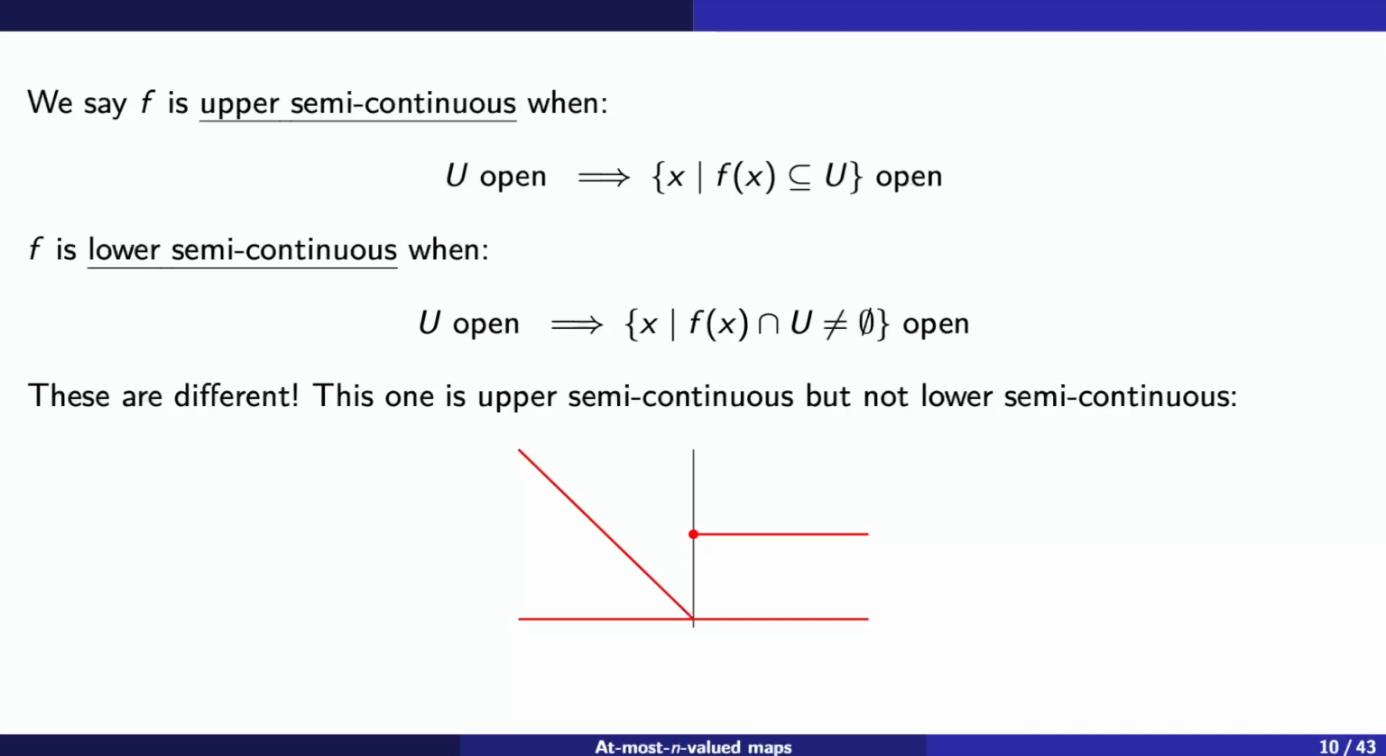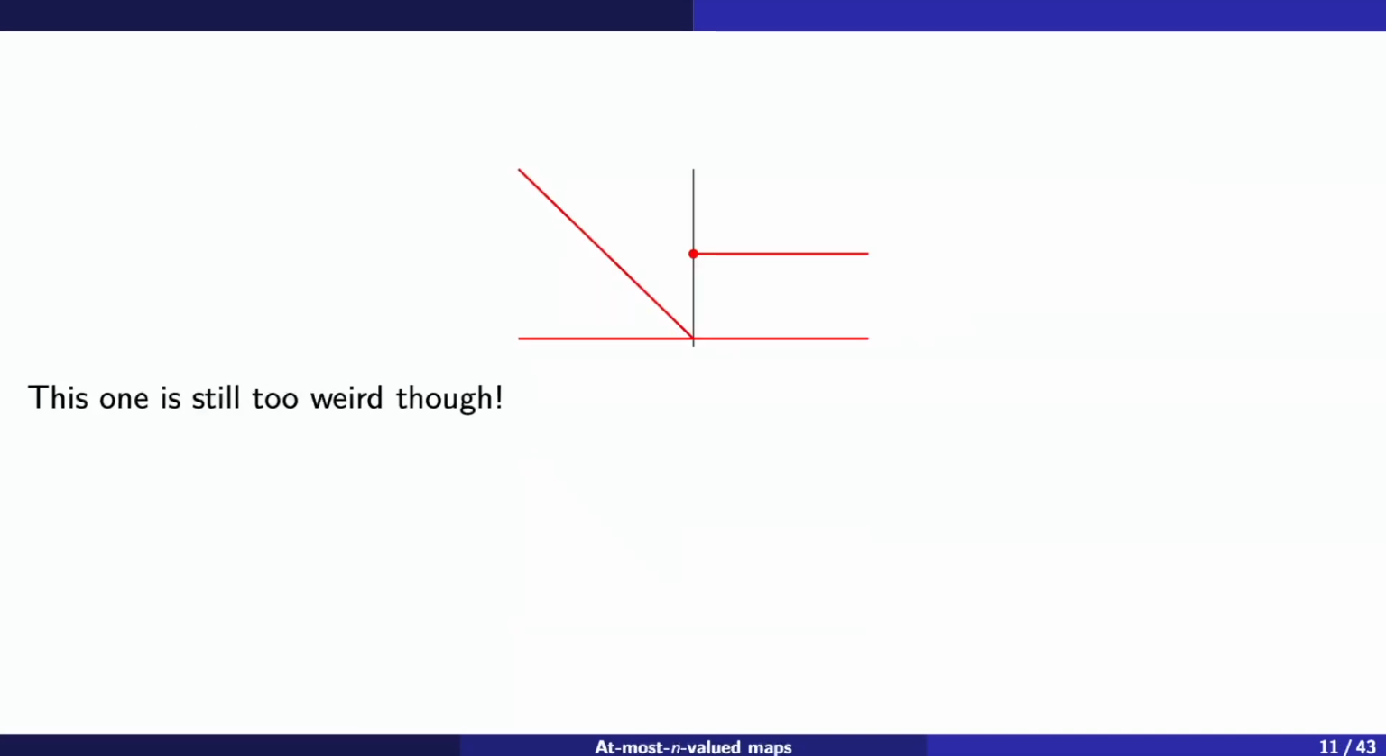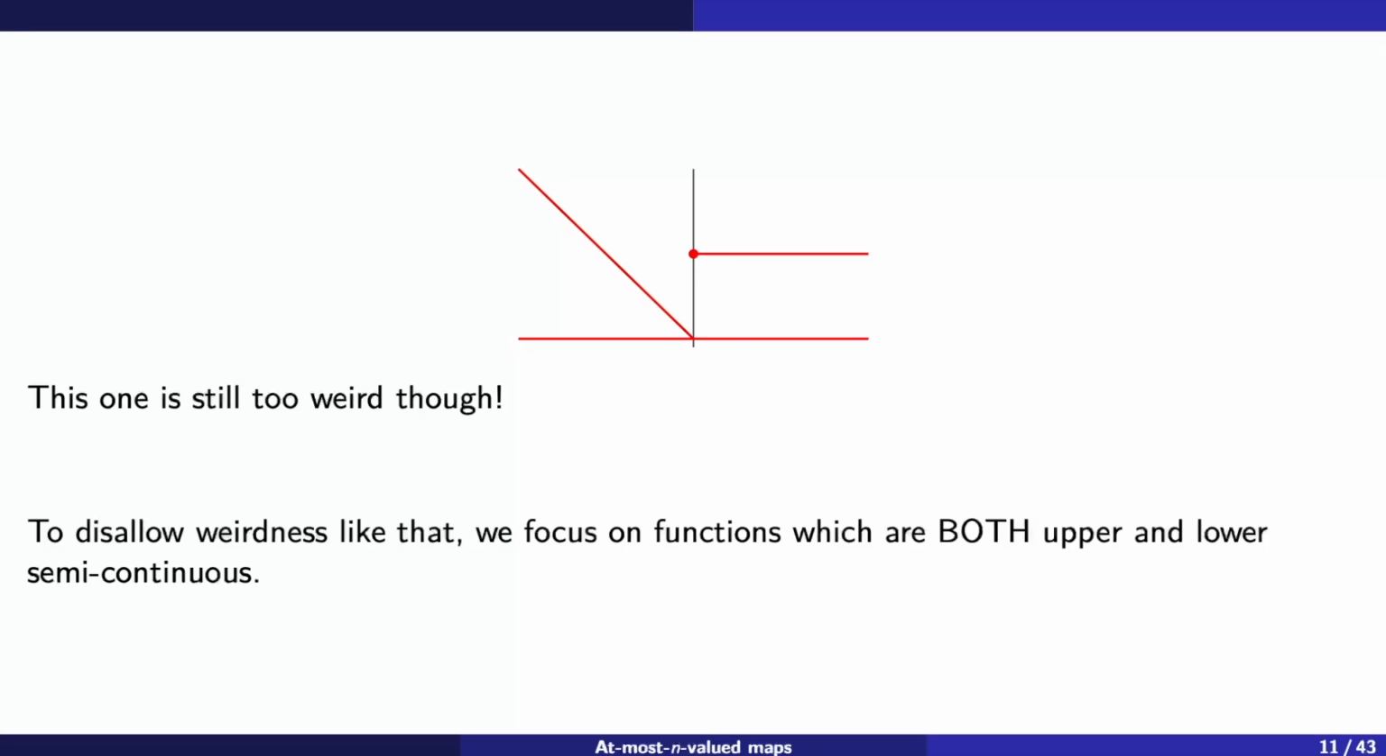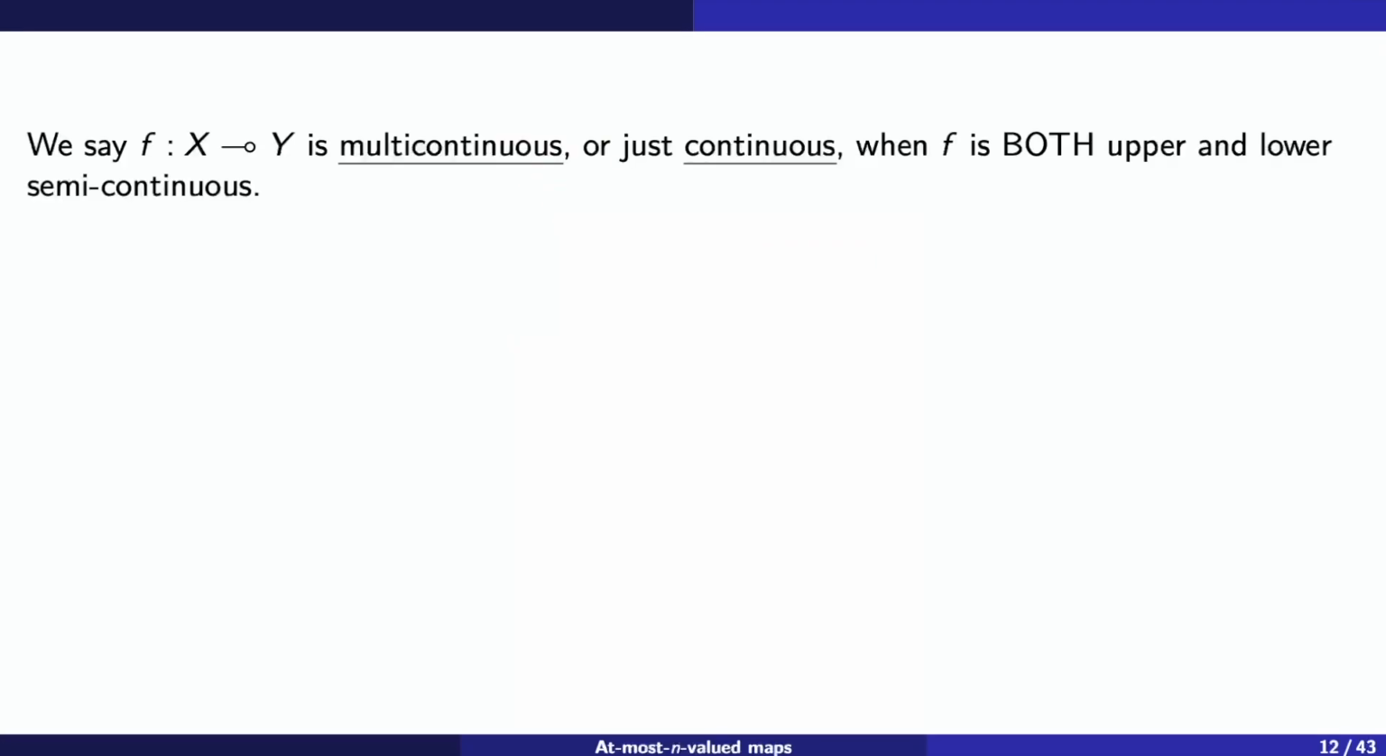Actually, I don't like that one. To me, this still doesn't look continuous because it has this weird point in the middle of nowhere up there. So still too weird in my opinion. Typically, the papers that are written, at least that I'm familiar with, they don't want to deal with this weird distinction between the upper and the lower. They say a function is called multi-continuous, or I'm just going to say continuous, when it is both upper and lower semi-continuous. So it's a stronger condition than either of those.